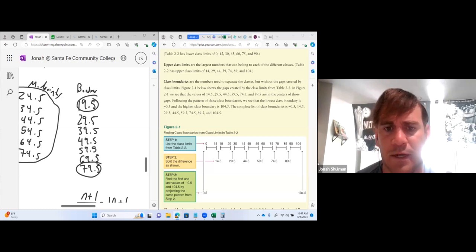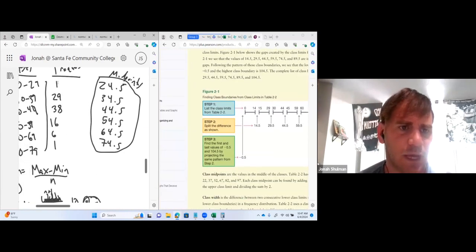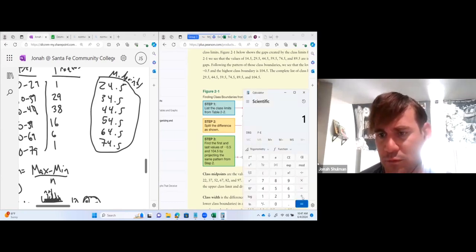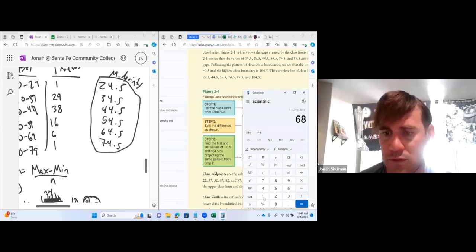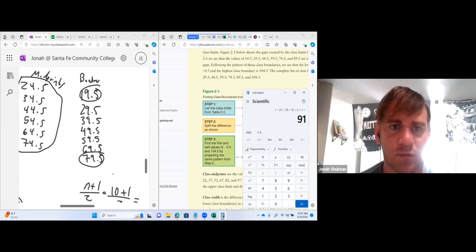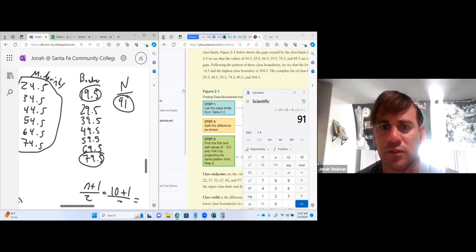Awesome. All right. And then they just want the total values. So we just have to add all these up. So how many people do we have in this? Well, we can use a trusty calculator. 1 plus 29 plus 38 plus 16 plus 6 plus 1. What is our n here? We have 91 people. So they want the total number of people. The n for this group is 91. Ta-da. Cool. So let's go to the next one.